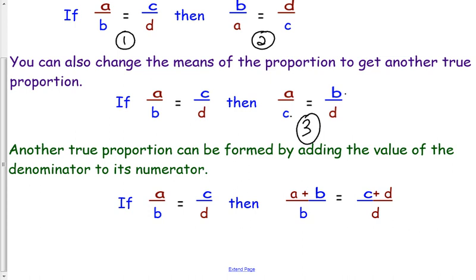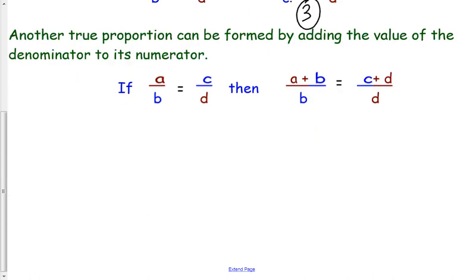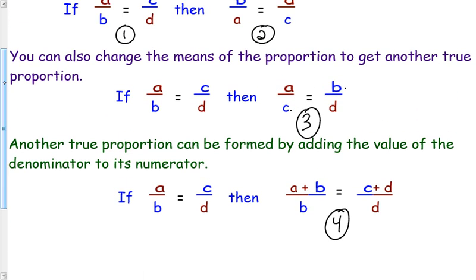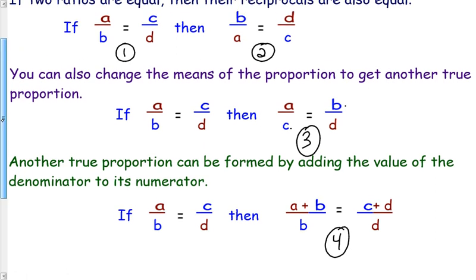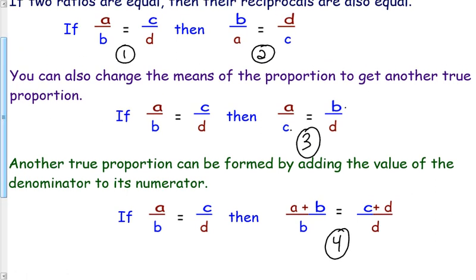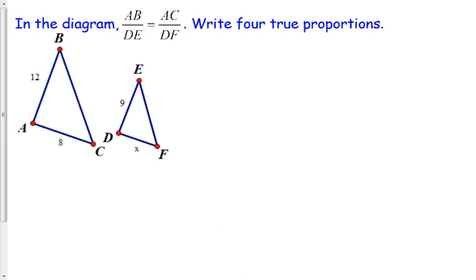And the last one is probably the weirdest or most difficult: another true proportion can be formed by adding the value of the denominator to its numerator. So in this case, we add B to A and we add D to C. This is option number 4. So when it says to write 4 equivalent proportions, you're looking at writing 1, 2, 3, 4, as we have them numbered here. Those are the 4 equivalent proportions we are talking about.